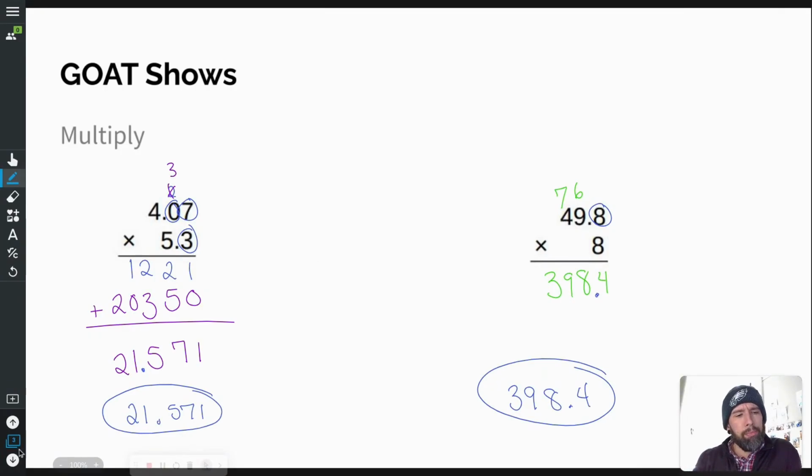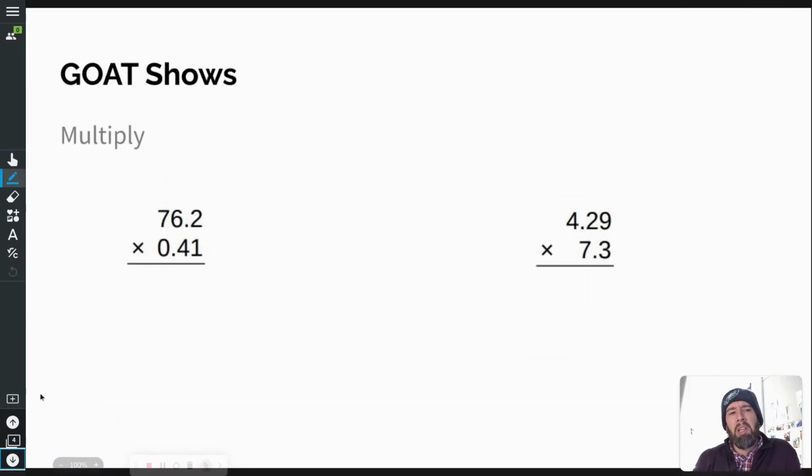Not too bad. I'm going to keep going. Okay, a little bit more to do here. No big deal, not the end of the world. 1 times 2 is 2. 1 times 6 is 6. 1 times 7 is 7. Not bad.